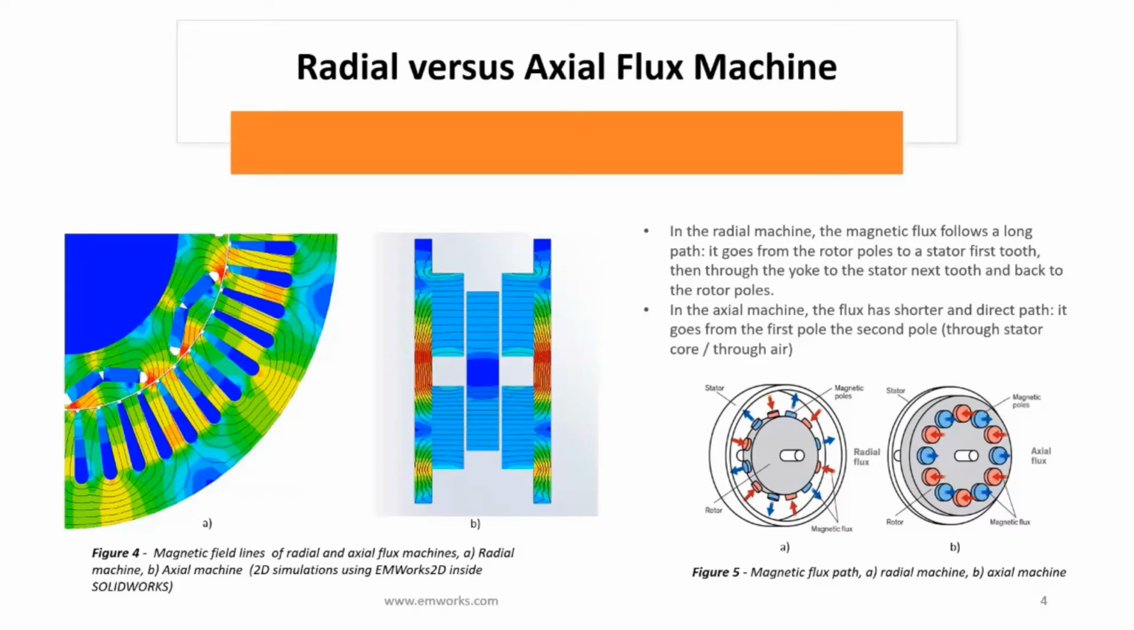Opposite to the radial machine, the axial flux machine has a shorter and direct path. It goes directly from one pole to another through the air gap. The magnetic field remains strong along the shorter path, which helps to increase the efficiency and the power density of the machine. In figure 4, we can see 2D simulations that show the magnetic flux path and directions in both machines. These 2D simulations were done using EMworks 2D inside SOLIDWORKS.